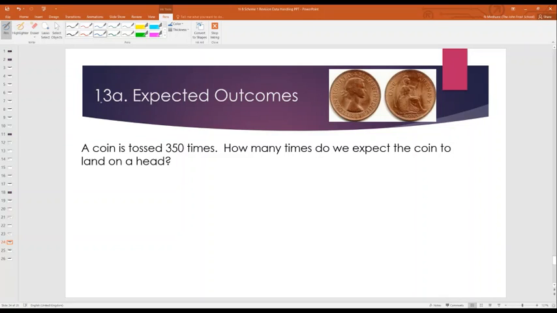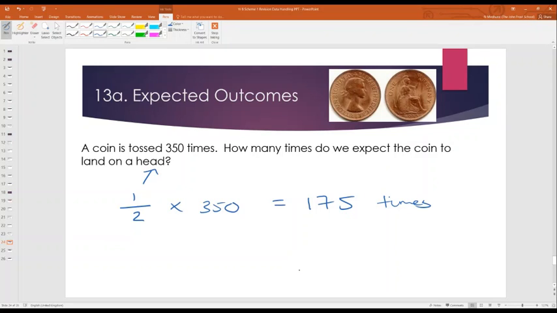Okay, next one then. So this says this is expected outcome. So sort of following on from the last one. This says a coin is tossed 350 times. How many times do we expect the coin to land on a head? Okay, well, first of all, we know that tossing a coin is a 1 in 2 chance of getting a heads. So if you do it once, all this type of question means is if we're doing it 350 times, then just multiply by 350. Okay. So 1/2 multiplied by 350, right? That's the same as just half in 350. Okay, so if you want to do 350 divided by 2, that's completely fine. So you would expect heads to be 175 times.